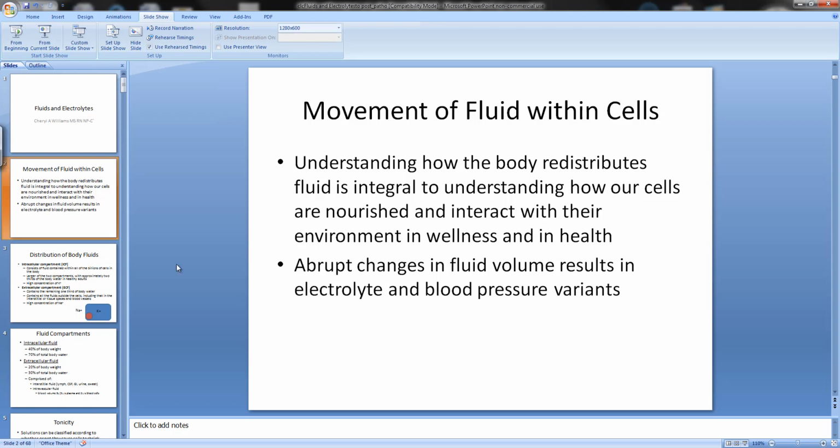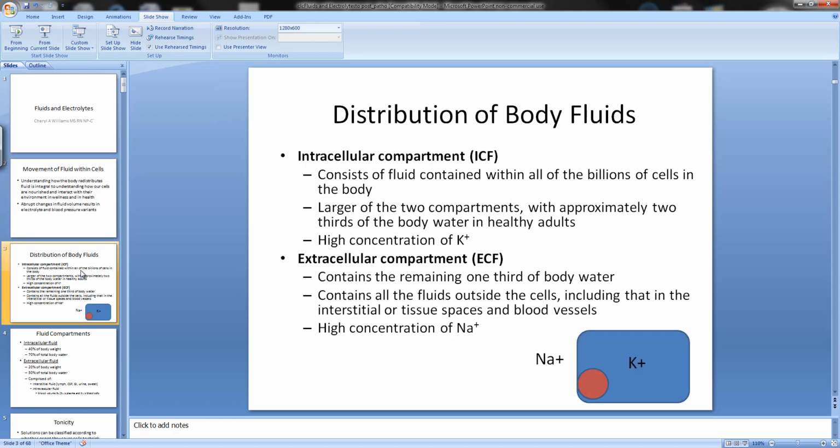First, you must understand that there's an intracellular compartment and an extracellular compartment. The intracellular compartment consists mainly of all the fluid contained within cells in the body. It is the larger of the two compartments, with approximately 2/3 of the body water in healthy adults, believe it or not. And it's really important to remember the ionic relationship between intracellular and extracellular space.